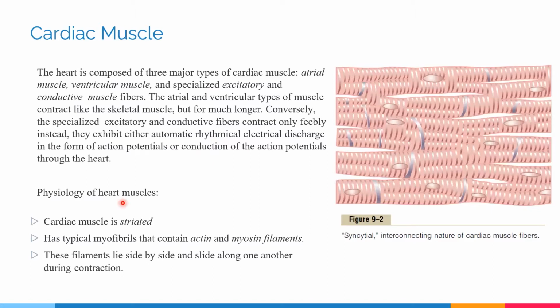The physiology of the heart muscles can be described as follows. Cardiac muscle, like skeletal muscle, is striated in nature. It also has typical myofibrils that are present in all muscles, which are the actin and myosin filaments. These filaments slide along each other for contraction via the sliding mechanism that we have already seen.